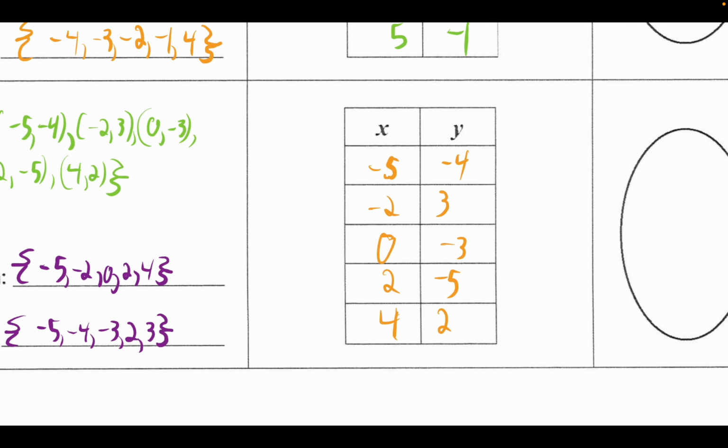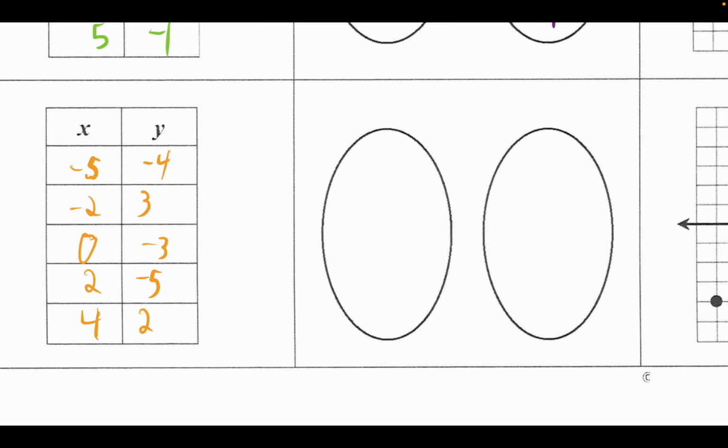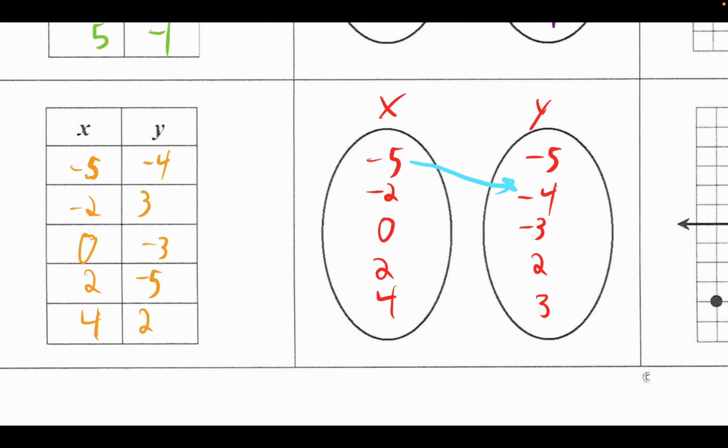And then last but not least, the mapping diagram. And so the x values go least to greatest, and so do the y values, just like the domain and the range. And then we start drawing arrows to connect them. So for example here, -5 goes to -4, -2 goes to 3, 0 goes to -3, 2 goes to -5, and 4 goes to 2.